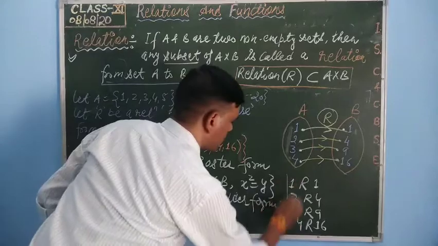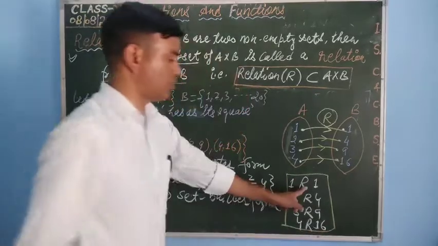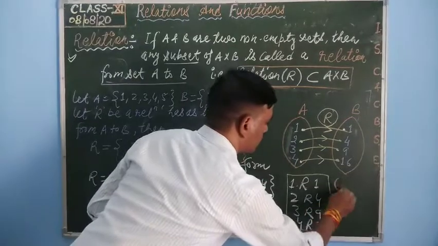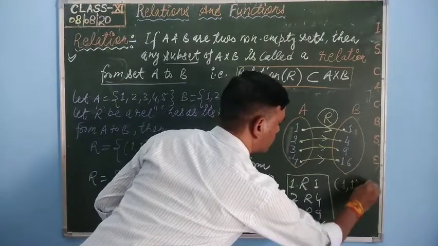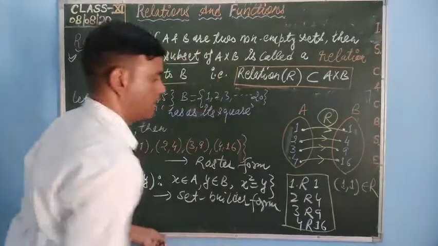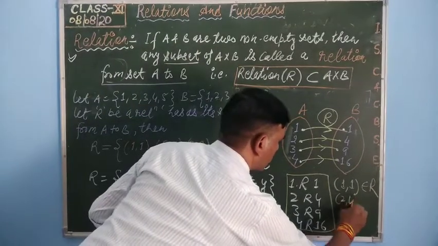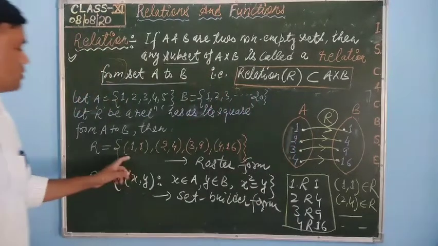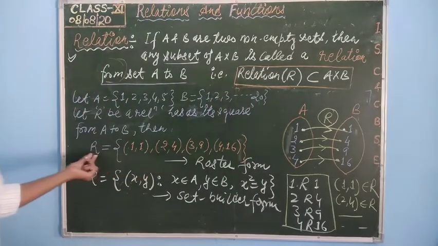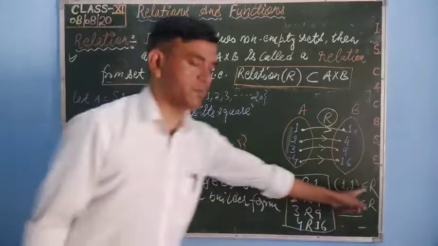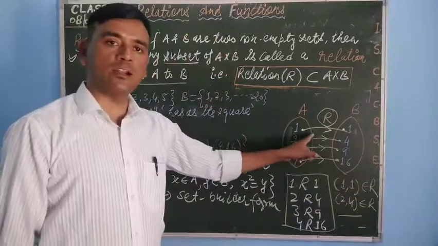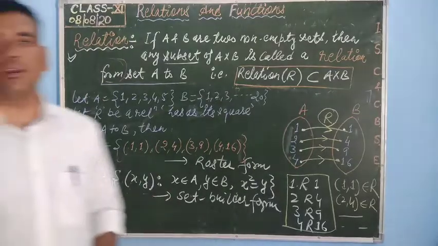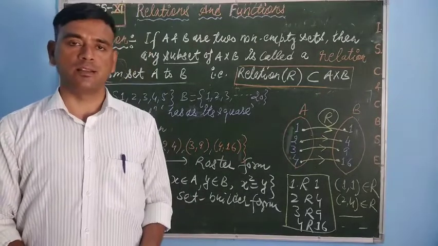And this capital R shows that this element is related to 1, or this can be written as (1, 1) belongs to relation R, (2, 4) belongs to relation R, and similarly the others. So all these ordered pairs belong to relation R that I represented here. This is an arrow diagram or ray diagram. This is roster form and this is set builder form. We will discuss more questions further. Thank you.